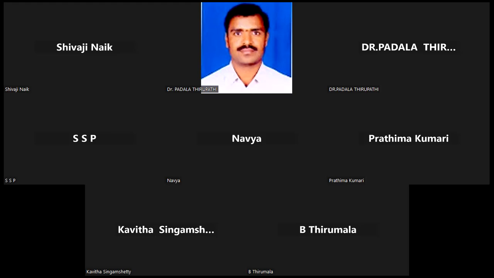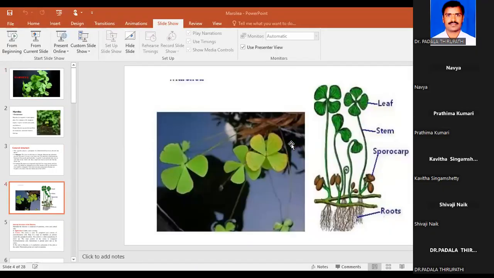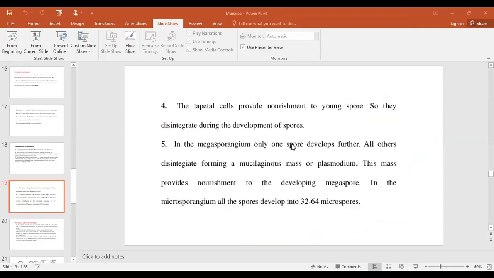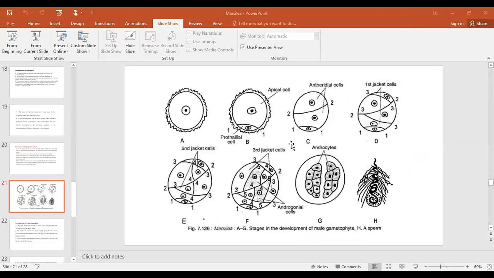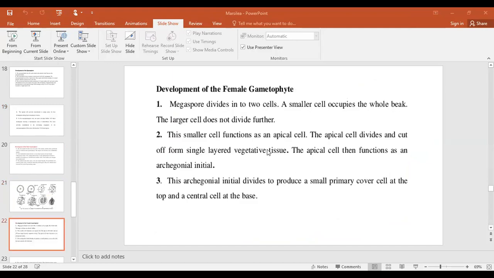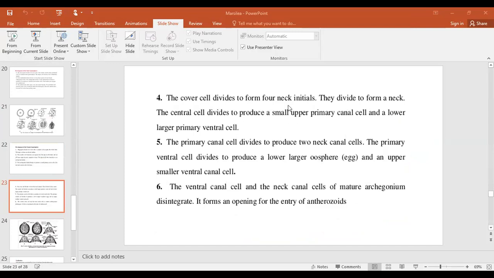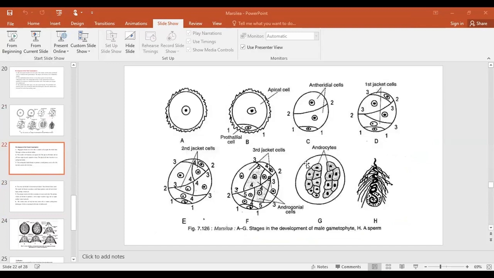So I'm sharing the screen here once again. You can look into that. What are the jacket cells? Jacket cells are the covering cells, the protective outer covering cells. So these covering cells you can see here in the archegonium. Wait a minute. Right, so jacket cells you can see here.